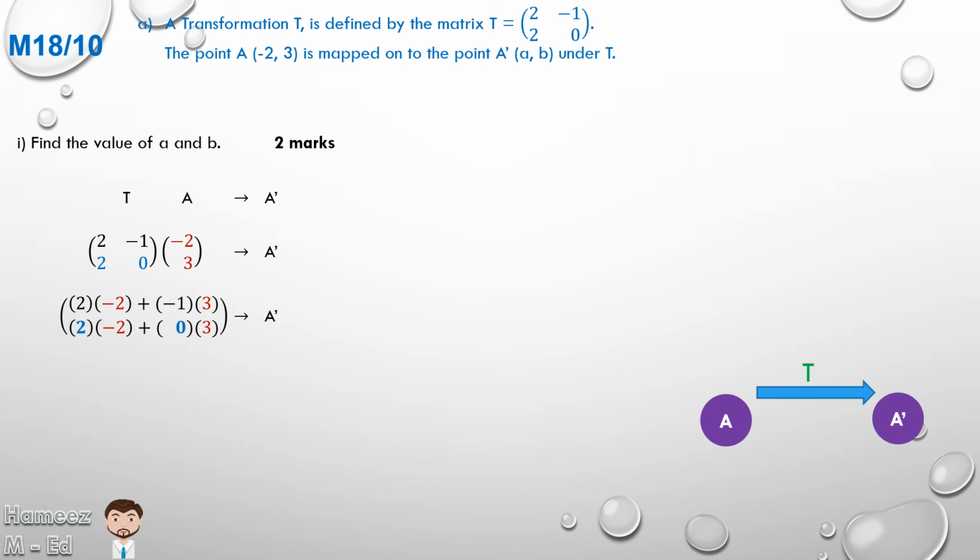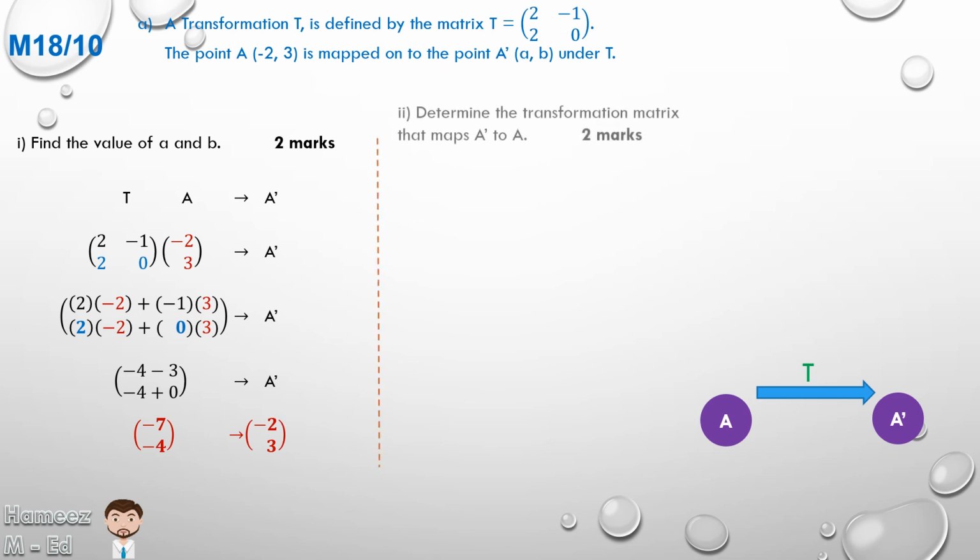And we can simplify that, and that will give us 2 by -2 is -4, plus -1 by 3 is -3. And 2 by -2 is -4, plus 0 by 3 is 0. And we can solve, so -4 minus 3 is equal to -7, and -4 plus 0 is -4. As such, the point A, which is (-2, 3), was mapped using that transformation T onto its image, A prime, which has the values -7 as a and -4 as b.